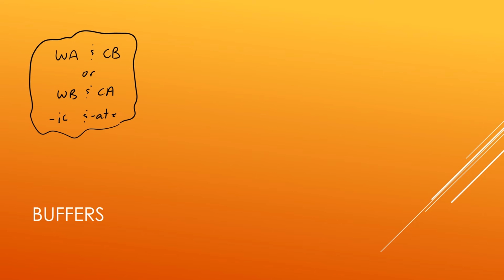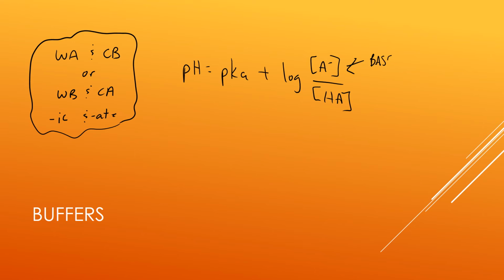So the equation that we use for buffers, and this is on your equation sheet, is pH is equal to pKa plus log of A- over HA. So don't forget what A- and HA are. A- is your base component, which, if this is a weak acid and conjugate base, would be your conjugate base concentration. Your HA would be your acid component. So this is your acid component.